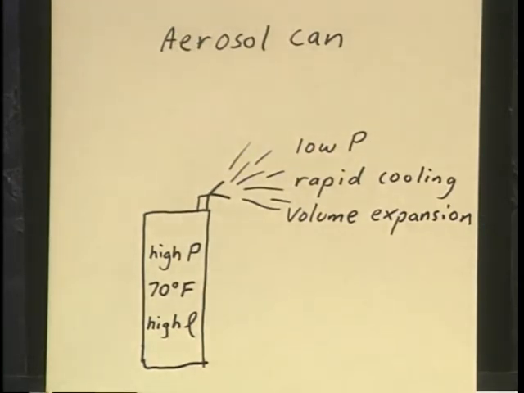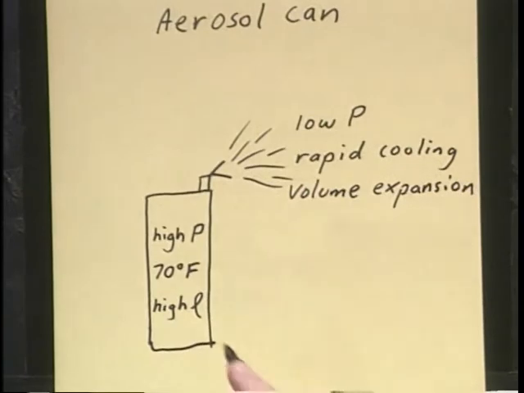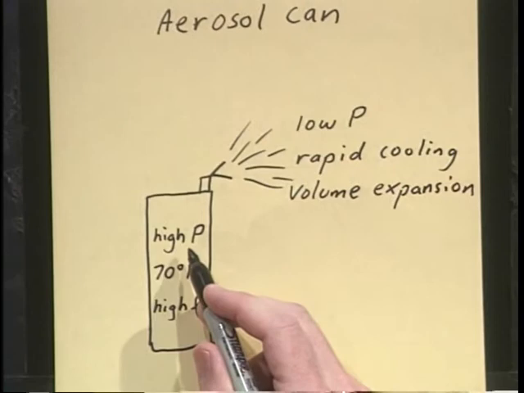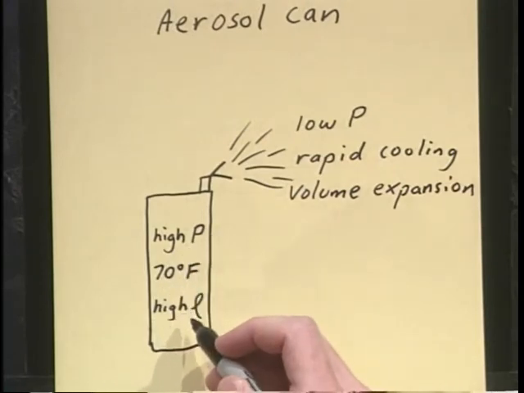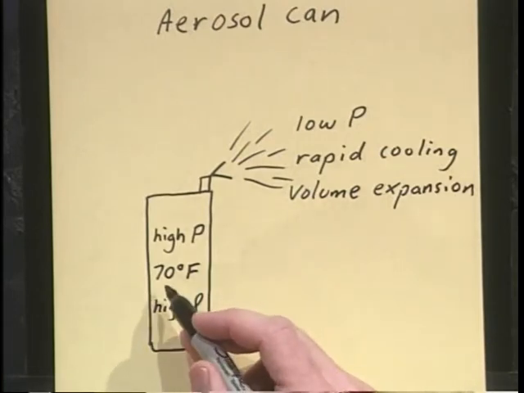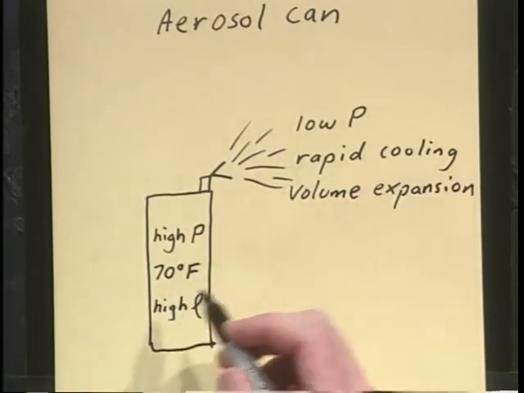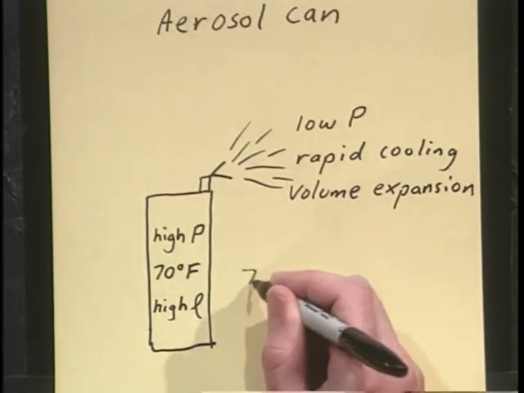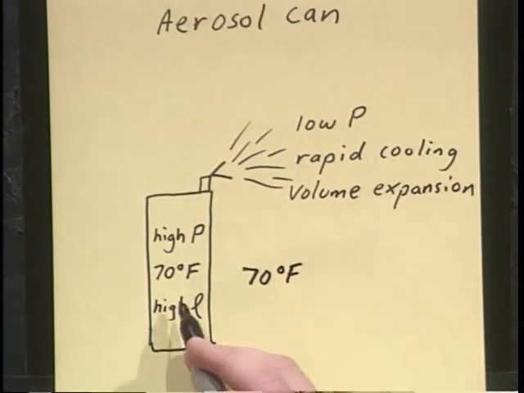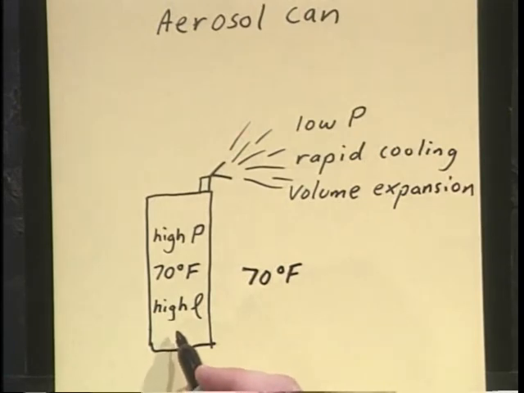Inside the aerosol can, the contents are under high pressure. The contents are compressed inside of the can, and the can will come into thermal equilibrium with the surrounding environment. So if the temperature in the room is 70 degrees Fahrenheit, then over time the temperature in the can is going to be the same also, 70 degrees Fahrenheit. So you have a high density, high pressure inside the can.